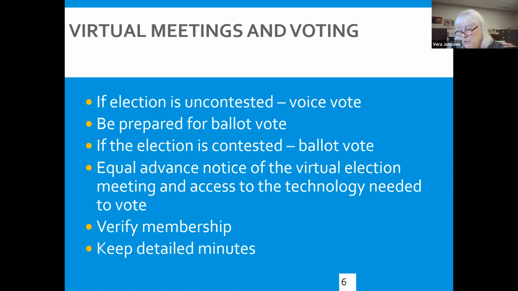Members should register for the election meeting so that their membership can be verified against your membership list prior to the meeting. If you have non-members at your annual meeting, you will need to put them in a breakout room during your election. Preparation and practice is important, especially for your virtual meetings. Don't try to work through bugs during the actual election. It is important to keep detailed minutes of your virtual meeting and the election as proof that it was conducted correctly and fairly.